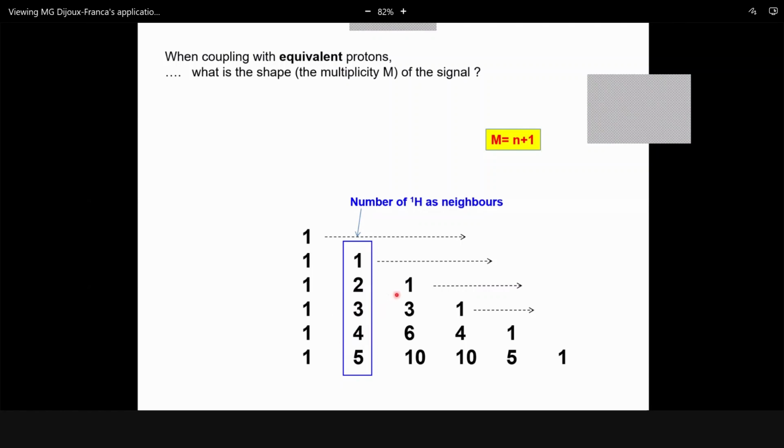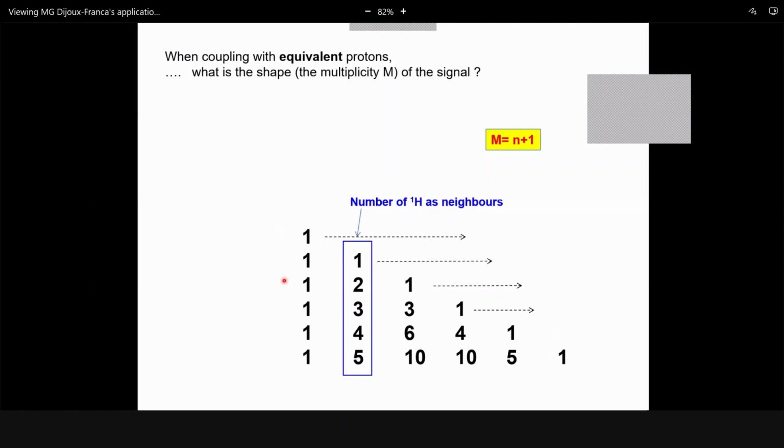So in the third line, you do the same. 1 plus 0 equal 1. 2 plus 1 equal 3. 3 plus 3 equals 6. 4 plus 6 equals 10. And then this is how you build the Pascal triangle.